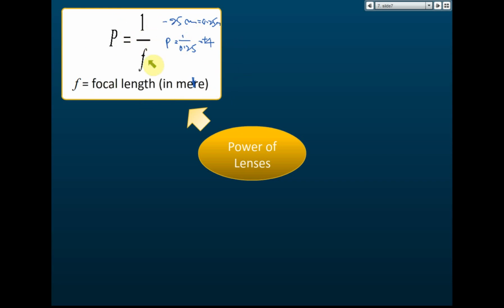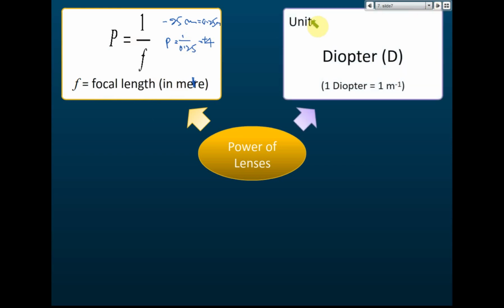P equals 1 over F, and the F must be in meter. A lot of students make mistakes in the unit. They use cm, then they will get a wrong power. So that is the formula of power. The unit of power is called the diopter. For example, this one is a positive 4 diopter. One diopter is 1 per meter, 1 over 1 meter. This is called 1 diopter, and it's denoted by the symbol D.